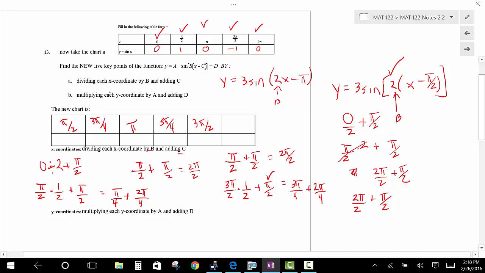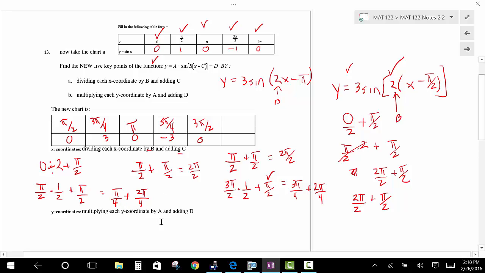Then what they're saying is just multiply the y coordinates by a and add d. Now we don't have a d value on this, so you just multiply these. So 0 times, and we have an amplitude of 3, so that's still 0. This becomes 3, this becomes 0, then -3 and 0. So you can follow that and everything. I never do the problems that way, but that's the way the textbook often explains how to do that.